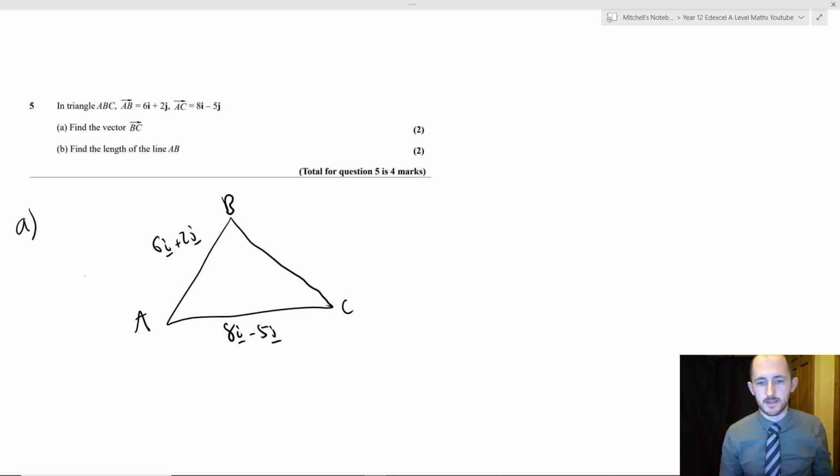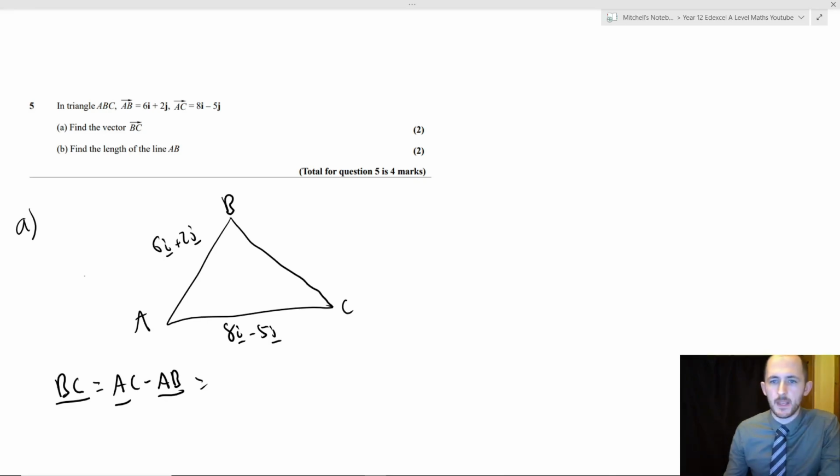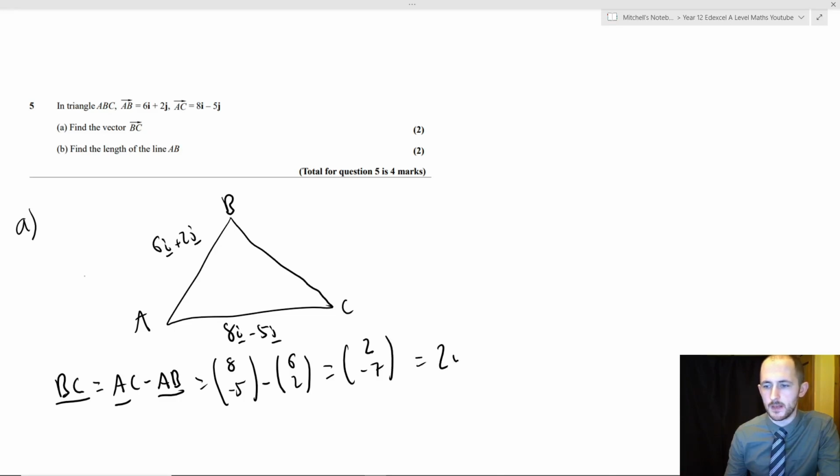Well, BC is just going to be AC minus AB. Okay, just because of the way vectors work. So, doing this, we can use the column notation once again. So AC was 8 and minus 5, minus AB is 6 and 2, or in other words, 2i minus 7j. Okay.